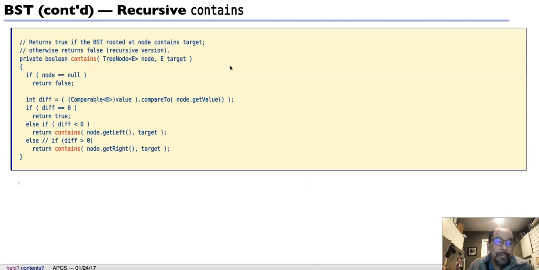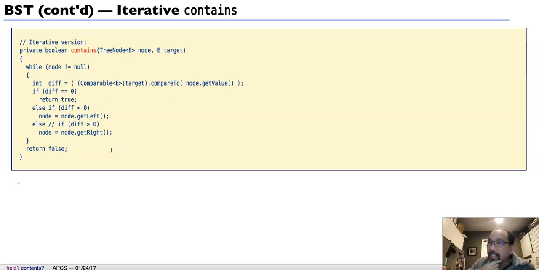And here's an example of just a search, a contains method, where we could say, well, if the value that we're searching for is greater than or less than our root, we then either continue our search on the left side or the right side of our binary tree, and we just recursively call it until we find it. And again, this would be a log n type of algorithm.